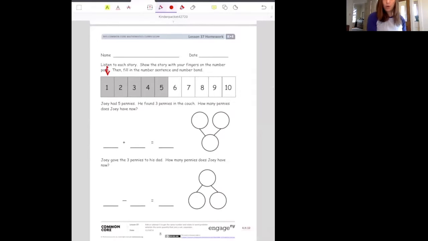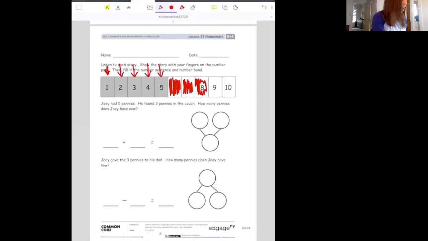If he finds 3 more pennies, is he going to get a bigger number or a smaller number? He's going to get a bigger number because he's finding more. So it says he found 3 pennies in the couch. So you already have your 5 pennies. You looked and you're touching the 1, 2, 3, 4, 5. Now I want you to color in the 3 pennies he found. So he found 3 more. 1 more penny, 2 more pennies, 3 more pennies.